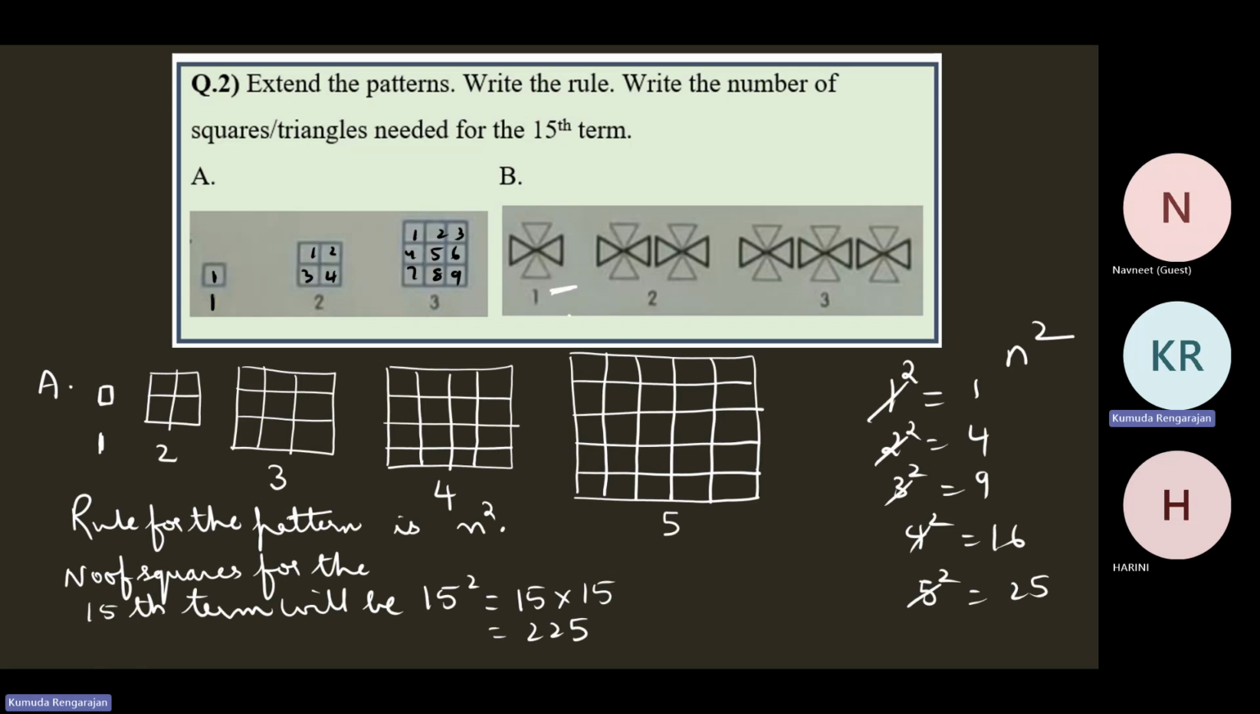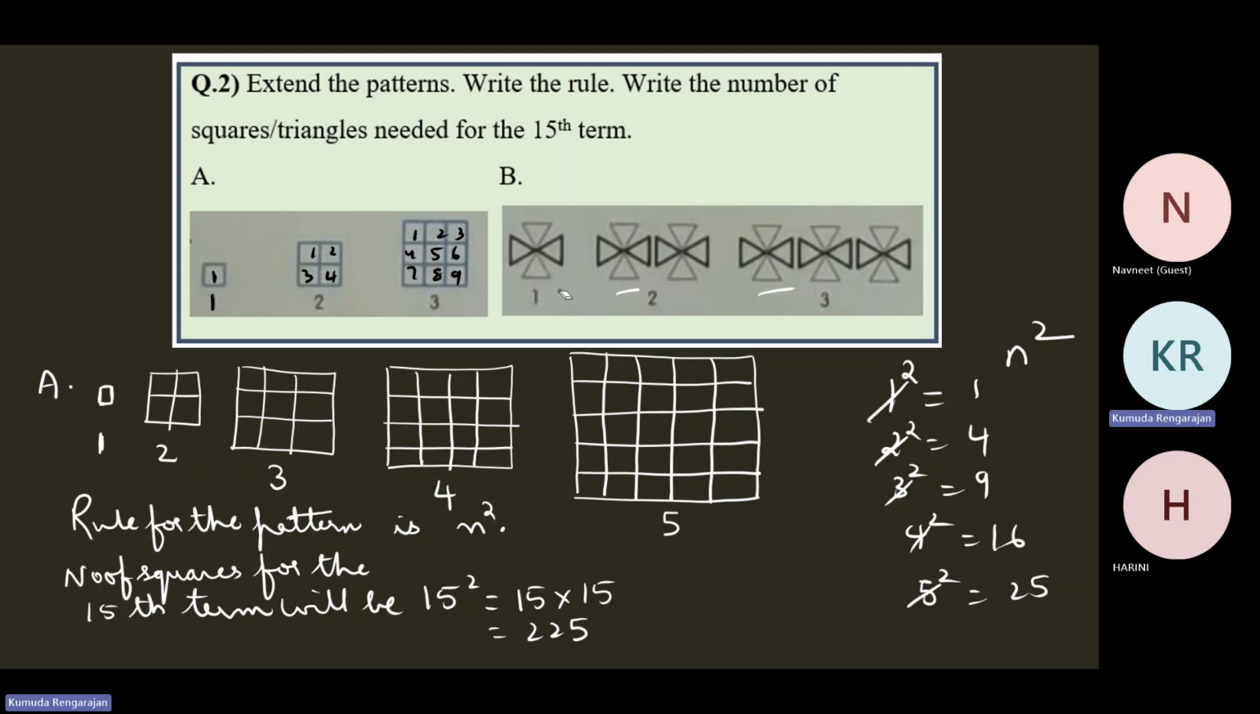You can see there's only one like this in the first term, 2 in the second term, 3 in the third term. So in the fourth term, you will draw this figure 4 times, right? Yes, ma'am. And for the fifth term, you'll draw the same figure 5 times. Now I'll not spend time drawing all that, children.